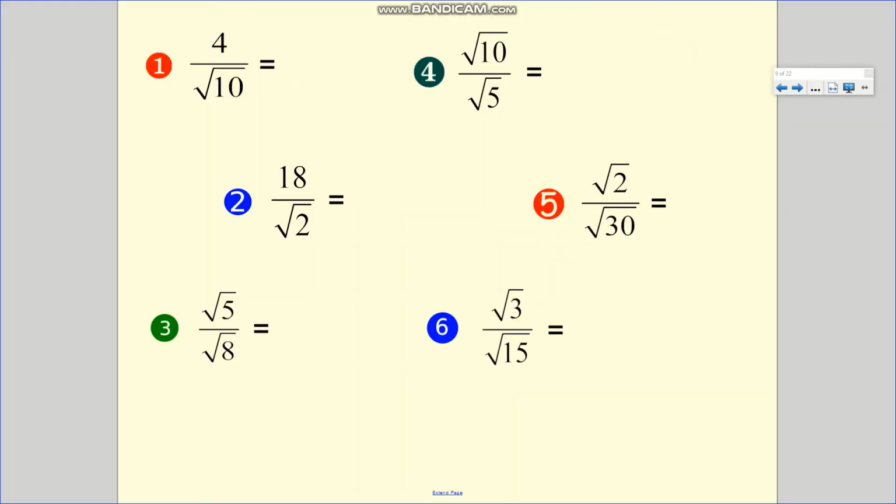Here are 6 examples of fractions that I would like you to rationalize. Remember, that means no surds can exist on the bottom of the fraction. Pause the video here. I'll give you the answers in just another couple of seconds.